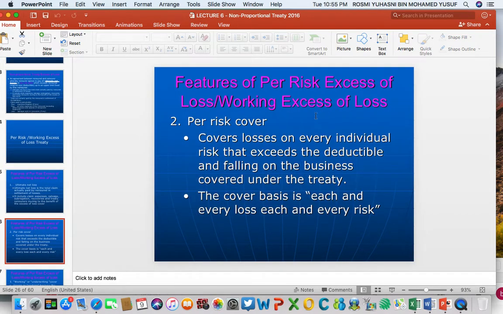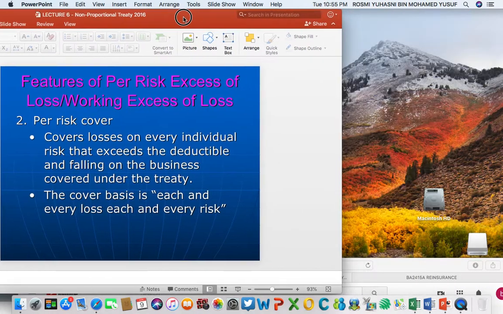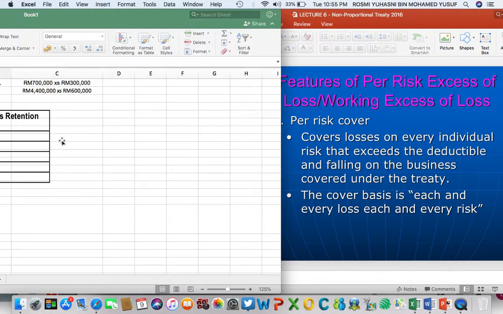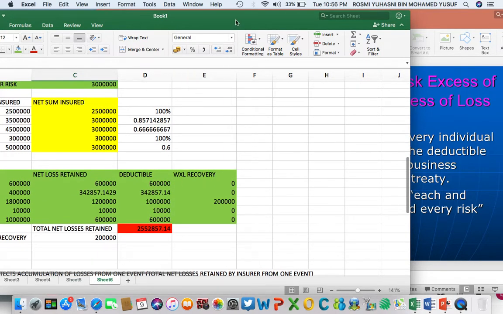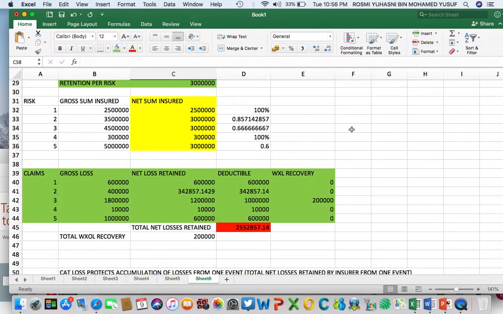Okay, per risk cover. Why is it called per risk? Per risk cover because it covers losses on every individual risk that exceeds the deductible and falls on the business covered under the treaty. So working excess of loss is on a per risk basis because it covers each and every loss, each and every risk. How to imagine that?